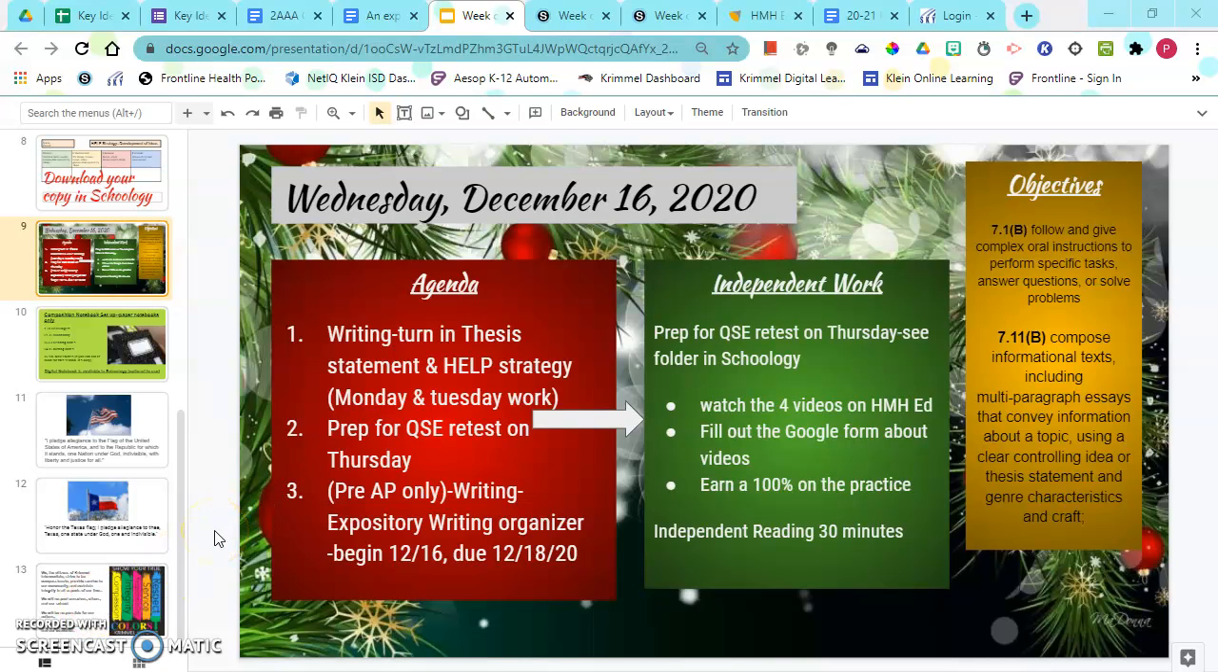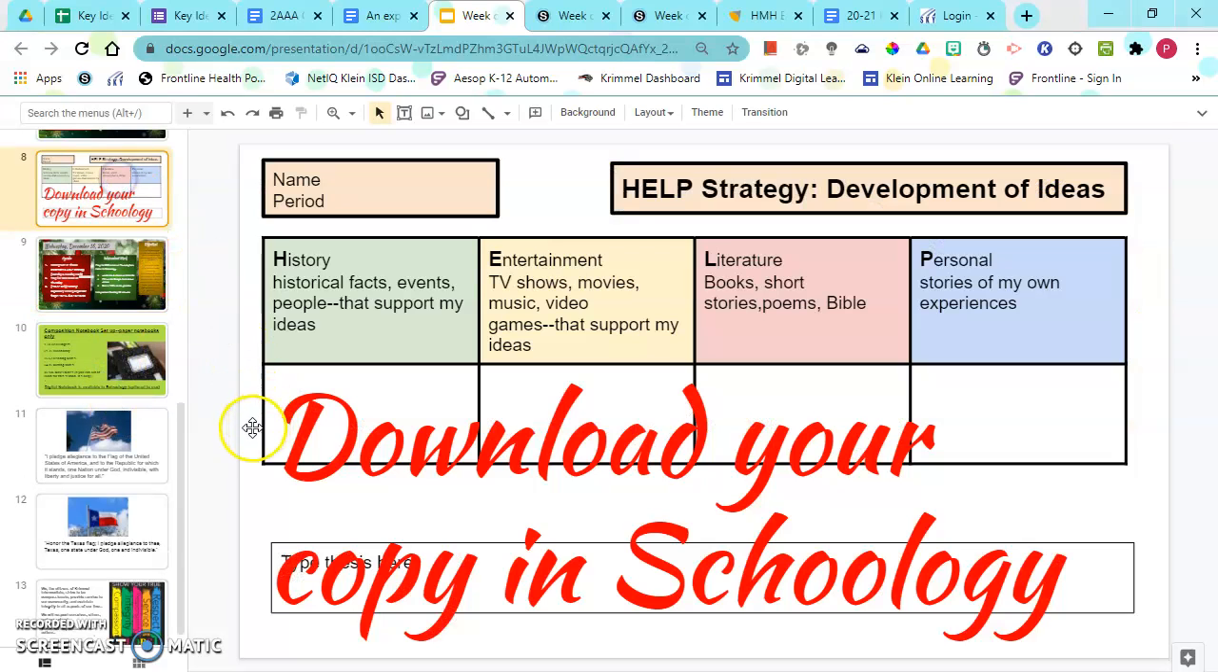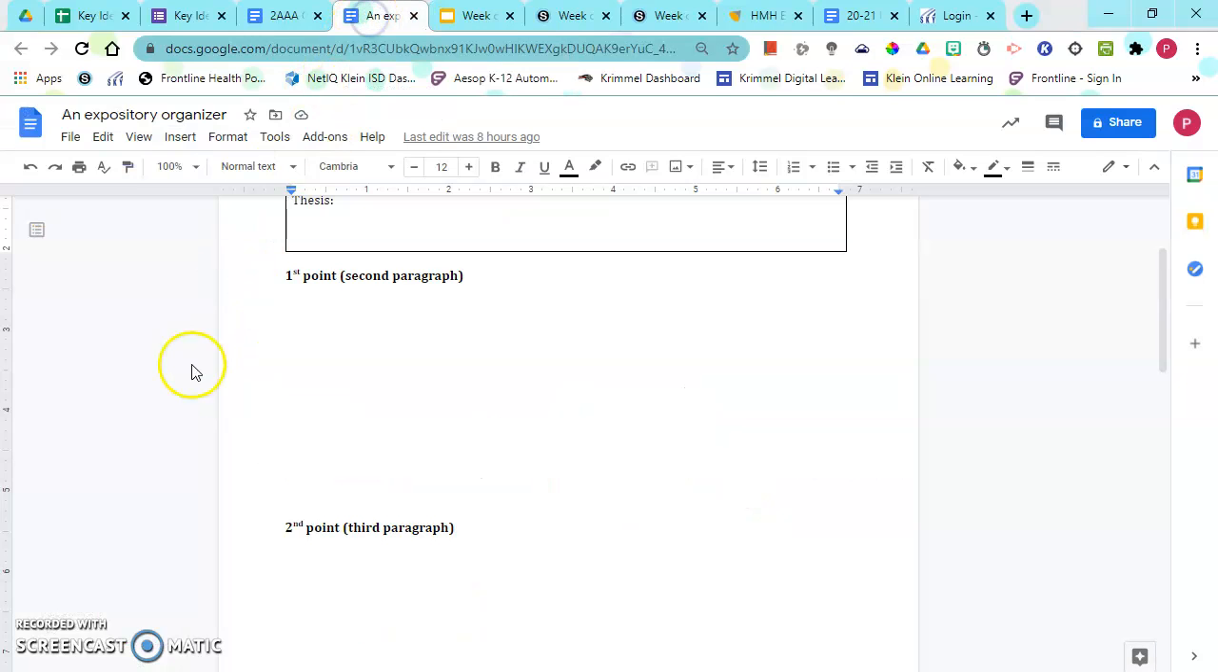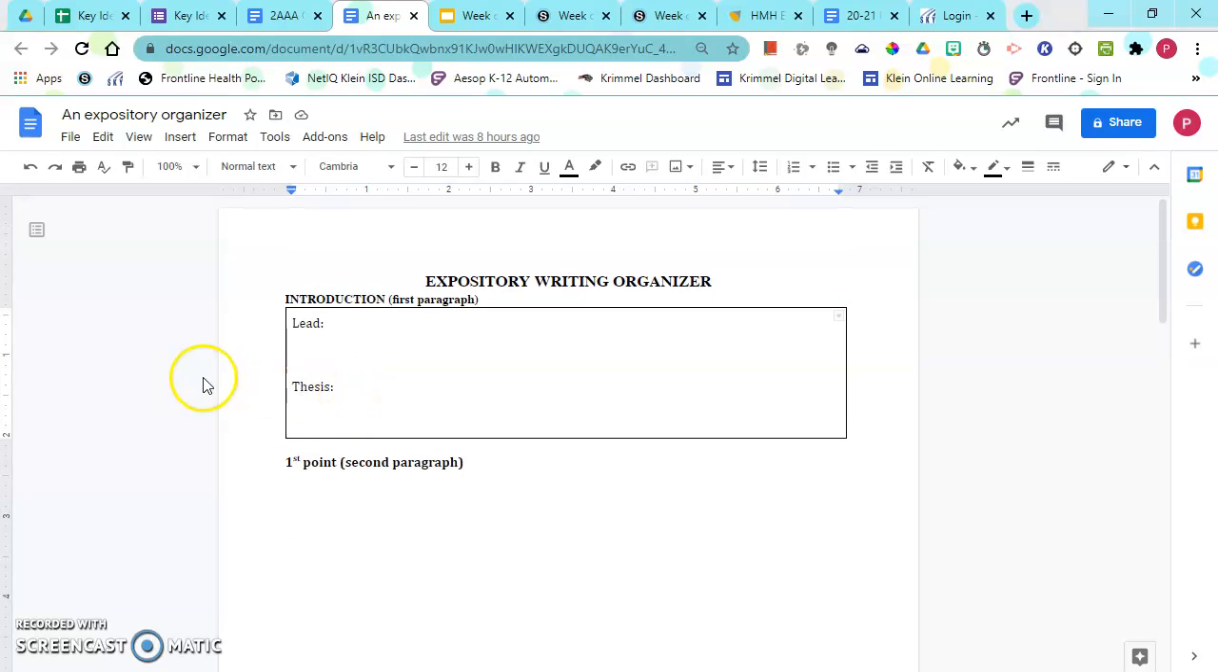Today we're going to focus on the expository writing organizer as a way of developing our ideas and organizing our draft for our writing assessment. To begin, you will need your help strategy slide that you created yesterday, and then you will go to Schoology and download an expository organizer. That is the assignment for today.